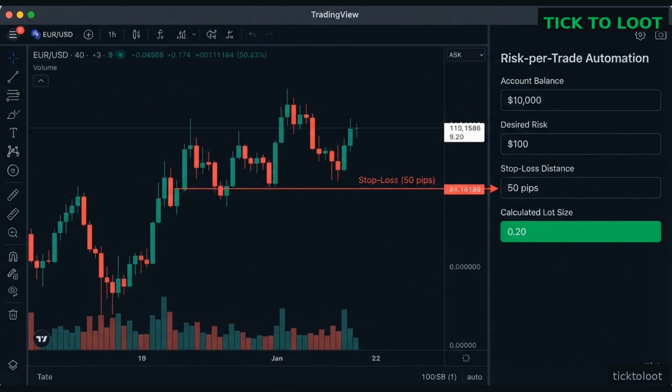The visual on the screen reinforces the concept. The stop-loss line on the chart is marked in red, the risk amount in white, and the resulting lot size in green, making it clear how the numbers connect. By using this automation, you turn a potentially confusing calculation into a single button press, keeping your risk consistent and your mind focused on market analysis rather than arithmetic.